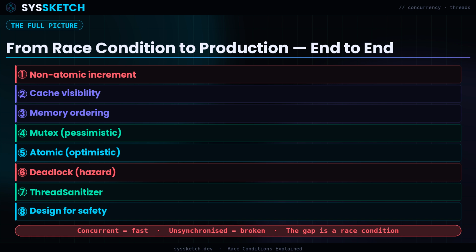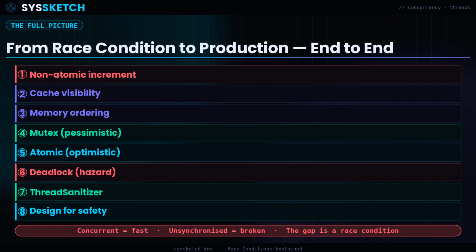Atomic variable uses a hardware bus lock to make the entire read-modify-write indivisible with no blocking. Deadlock forms when circular lock dependencies create a situation where no thread can proceed. Thread sanitizer catches races in CI before they reach production. And immutability, confinement, channels, and lock-free structures let you build systems where synchronization is rarely needed at all.